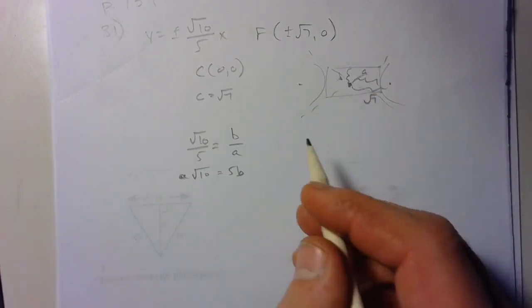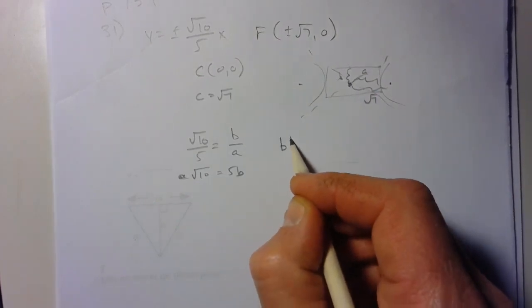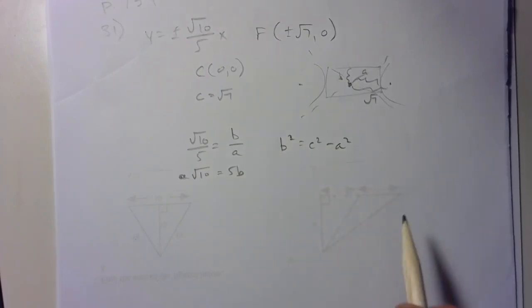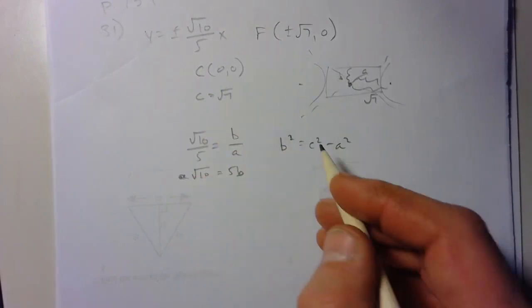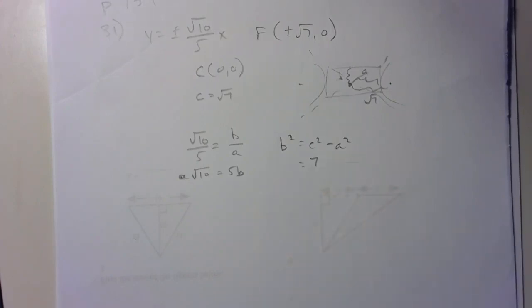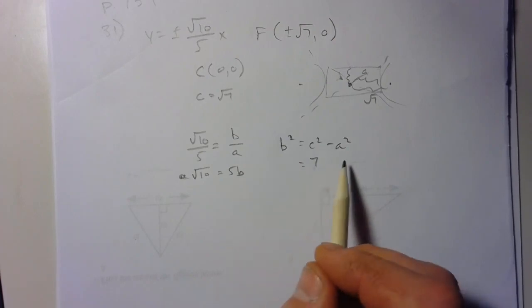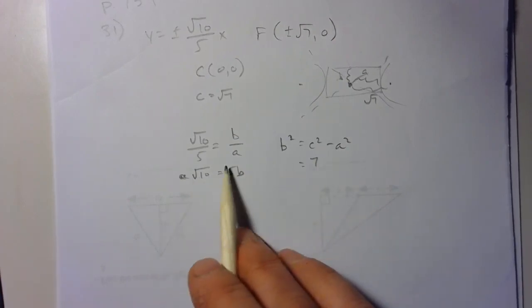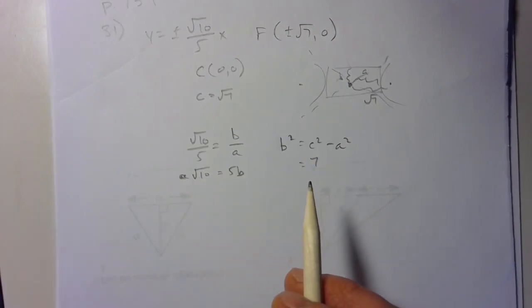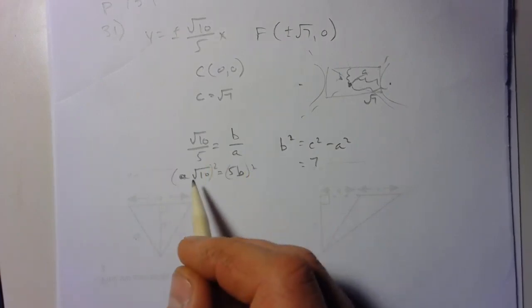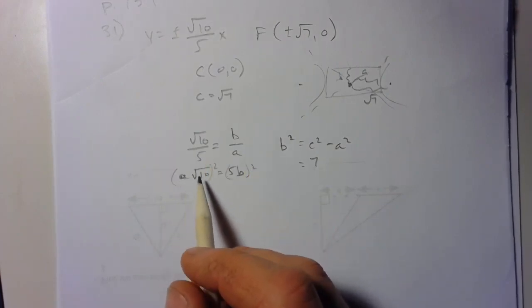So, from it being a hyperbola, we know that B squared equals C squared minus A squared. Okay? And we know that C is root 7, so this is going to be a 7 right there. I'm going to then replace A or B with this. I have two equations with two variables. Before I actually replace it, I'm going to square both sides.